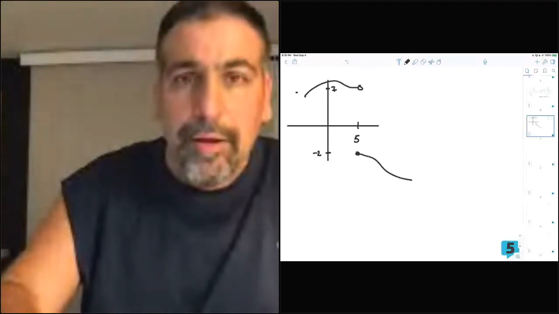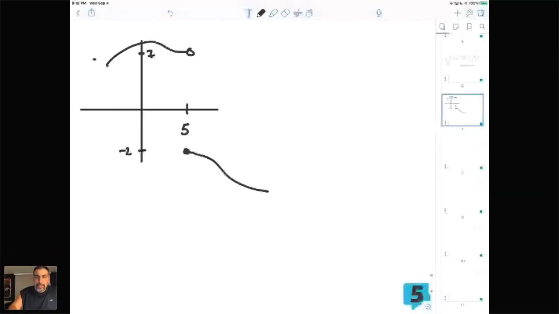Okay? What we've got to think about is what is the limit of f of x as x approaches 5 from both sides. So there we have the left-hand limit being written down, and now we have the right-hand limit being written down.